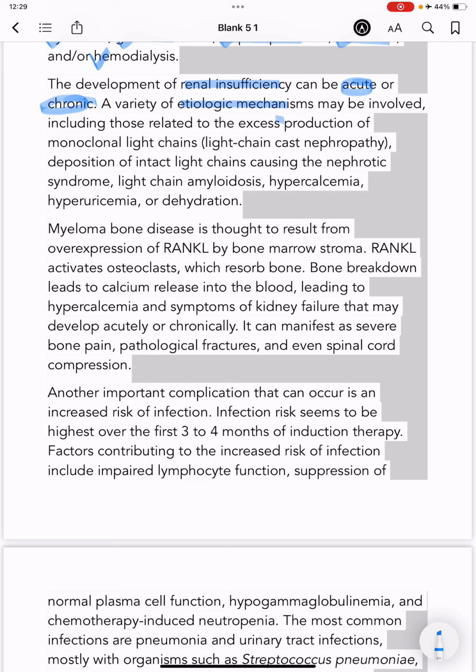One is excess production of the monoclonal light chains, that is light chain cast nephropathy. So why this renal failure in multiple myeloma? Plasma cells proliferating, excess light chains are produced. So all these monoclonal light chains are deposited, or deposition of the intact light chains. So because of this, what is happening? Nephrotic syndrome, light chain amyloidosis, hypercalcemia, hyperuricemia or dehydration.